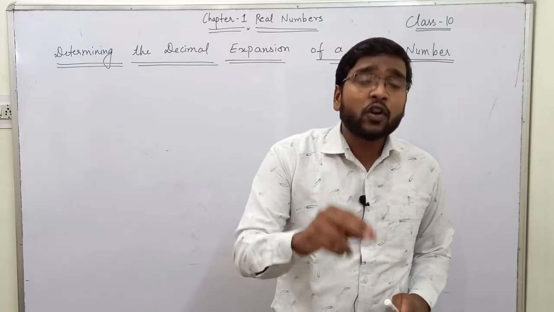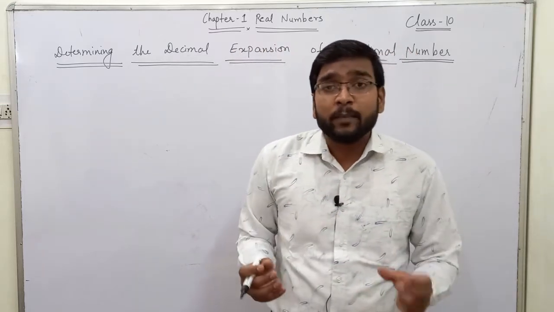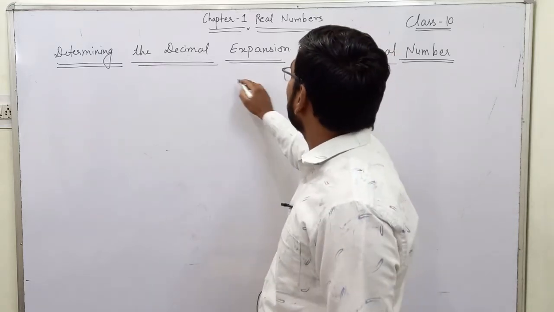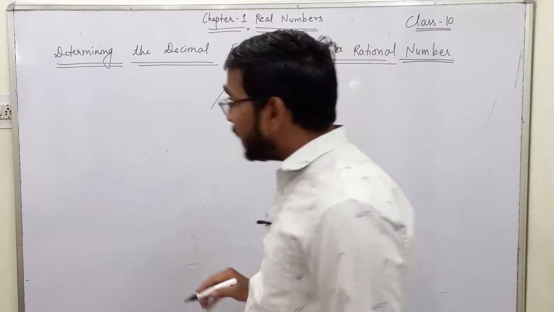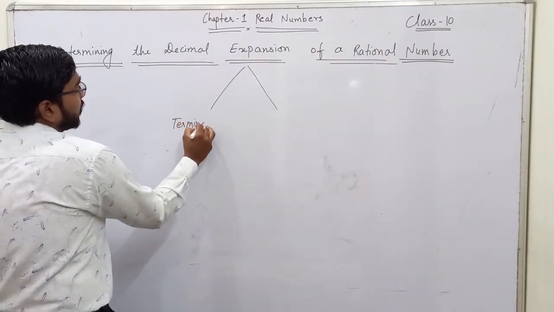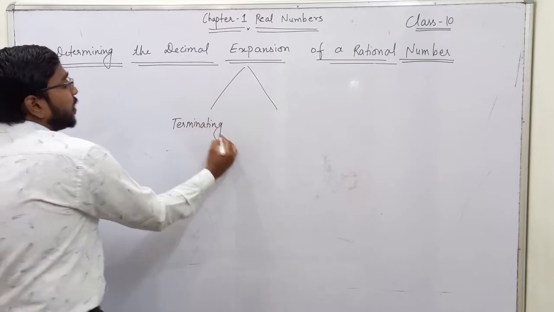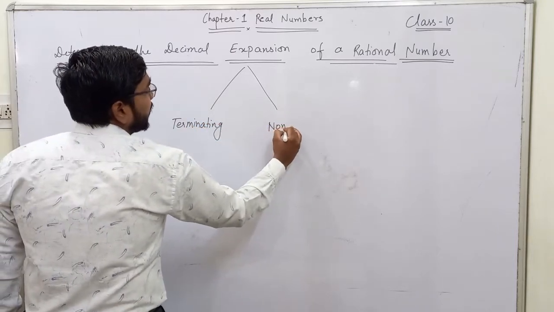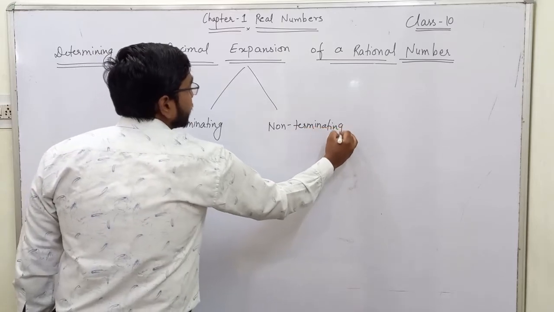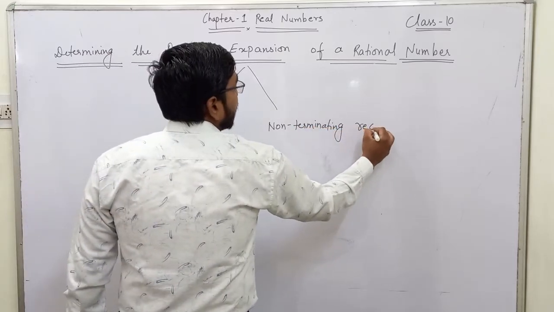Now if we talk about the decimal expansion of a rational number, then it is of two types. First, it can be terminating, and it can be non-terminating but repeating, that is recurring.